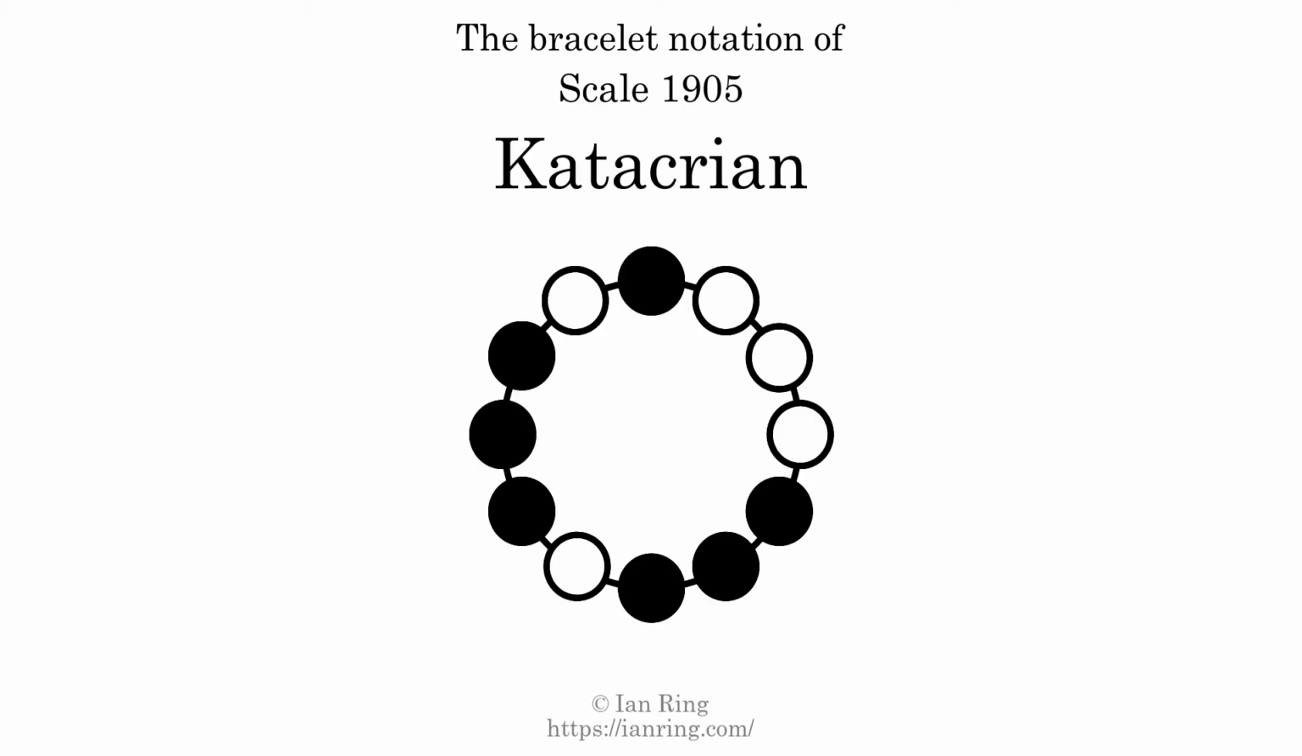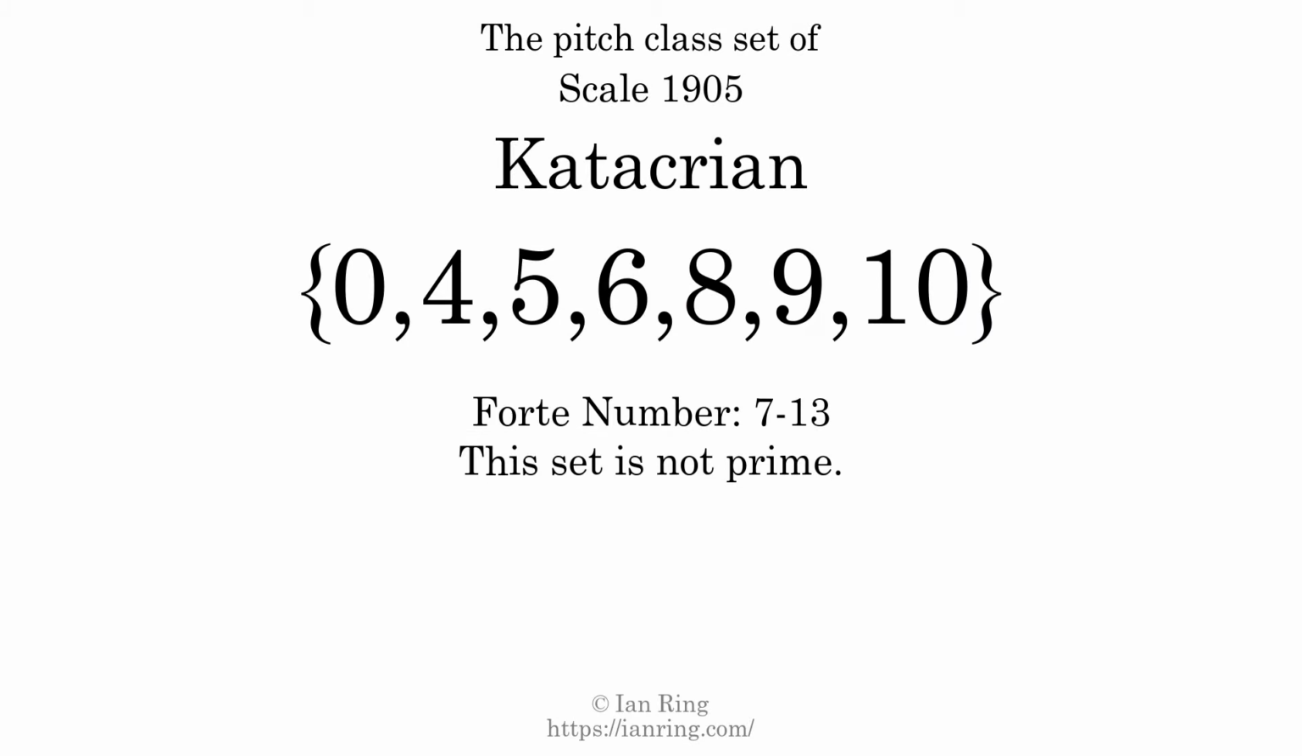This is a bracelet notation diagram of scale 1905. The shaded circles represent tones that appear in the scale, and they are read clockwise, starting at the top. The pitch class set for this scale is 0, 4, 5, 6, 8, 9, 10. The fault class is 7, 13. This set is not prime.